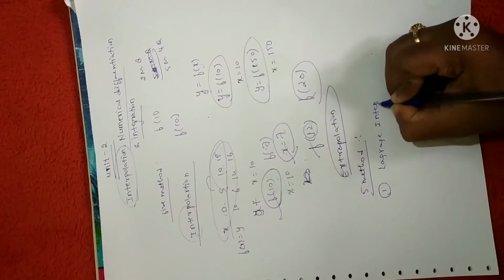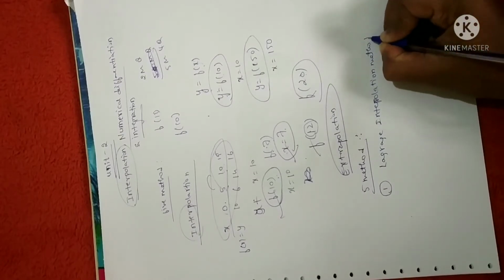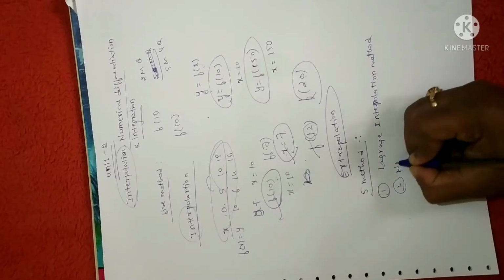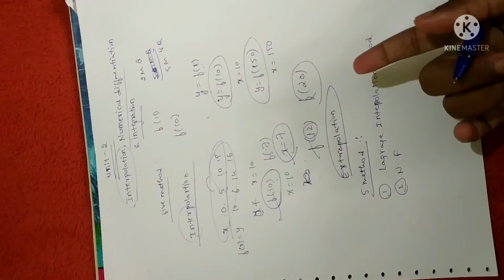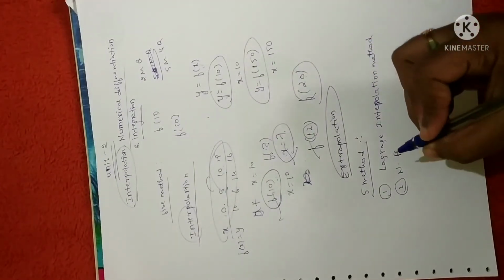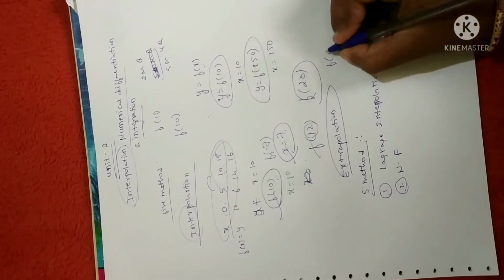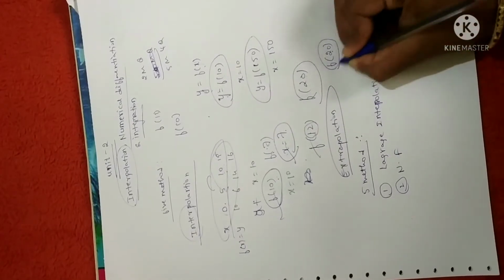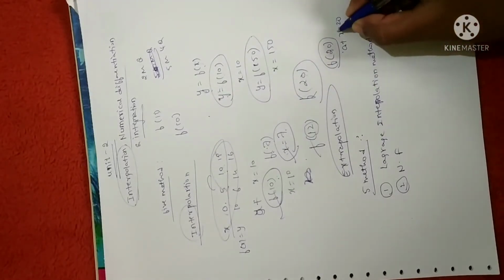Lagrange interpolation method. So totally in this lesson you have 5 methods to study. Second method is Newton forward. In the first lesson it is Newton-Raphson method for finding roots of a given equation. Now we are finding the value of a function at a particular value of x. See, we are finding the value of f of 20, that is at x is equal to 20. For that we are using all these 5 methods.